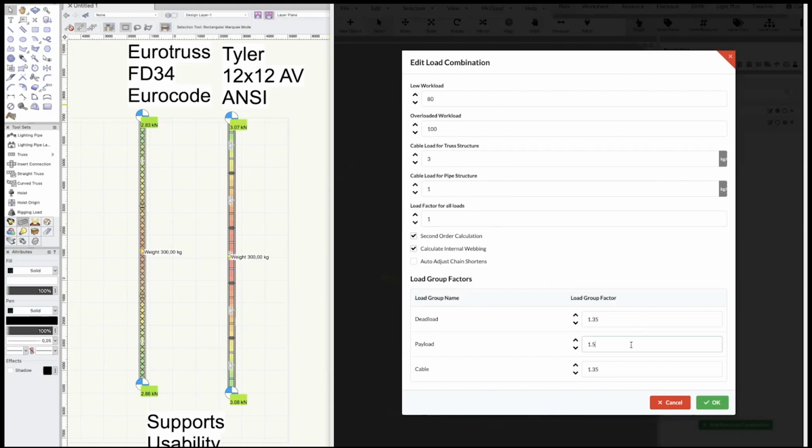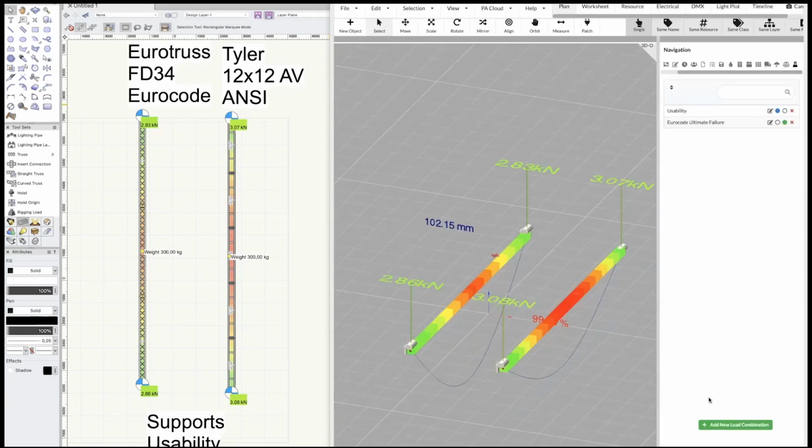Payload, so our light, speakers, deco elements, and these things need to be multiplied with the factor 1.5, while all dead load, so the weight of the truss and the motors, need to be multiplied by 1.35. You really need to use these values, otherwise you get wrong results for your calculation. In Braceworks, you need to change this by hand, but in our new production system, this is automatically done.